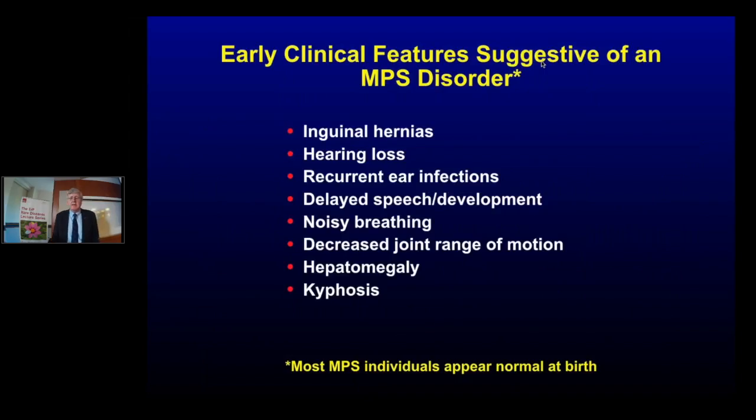So what are some of the early clinical features suggestive of an MPS disorder? I should note that most MPS individuals appear normal at birth, except for the rare Sly patient. Otherwise, things like inguinal hernia, hearing loss, recurrent ear infection, delayed speech, and noisy breathing can all occur in a variety of ways in the typically developing child. But when you see more than one of these features, that's when the suggestion of an MPS disorder is really important. Certainly once you see decreased joint range of motion, hepatomegaly, or kyphosis, those alone should say this is a possible MPS.